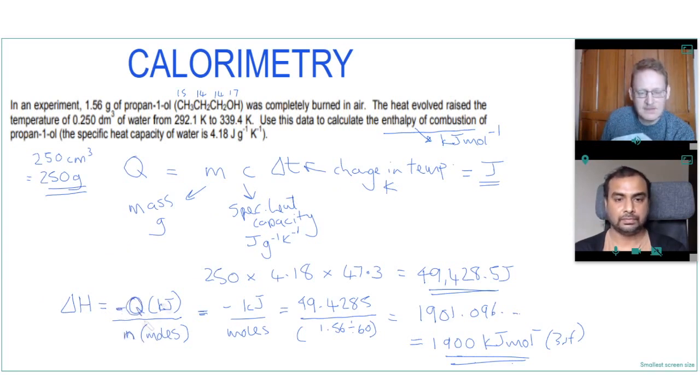Yeah. Because we've had a temperature rise, so it should be an exothermic reaction. And so I haven't carried on the minus sign here. So our enthalpy change is minus 1,900 kilojoules per mole. And I've just made a common mistake that students make, which is making sure the sign's correct. Yeah. For the answer.